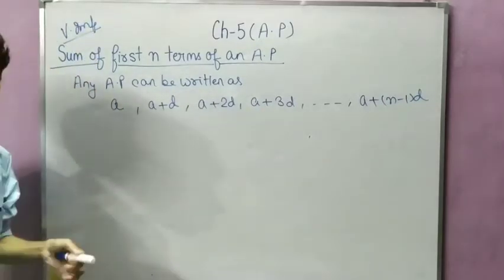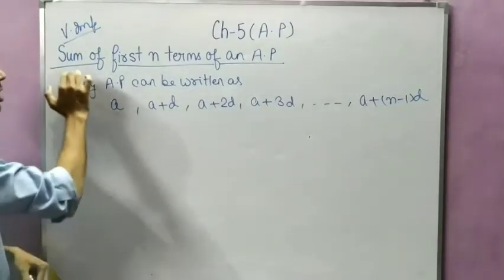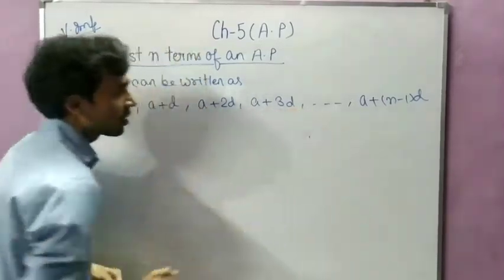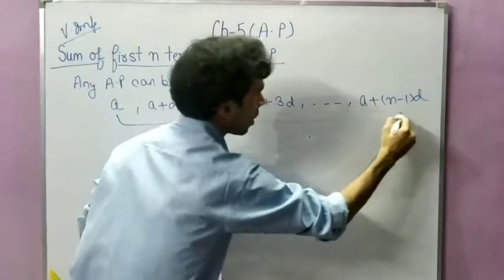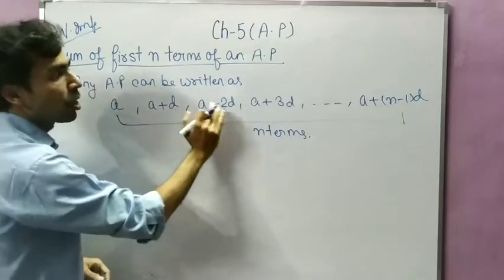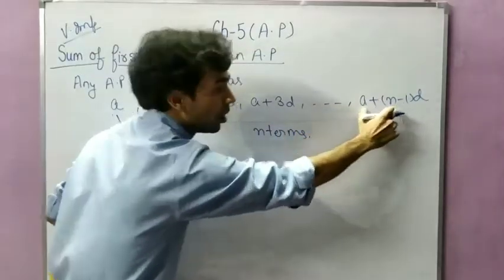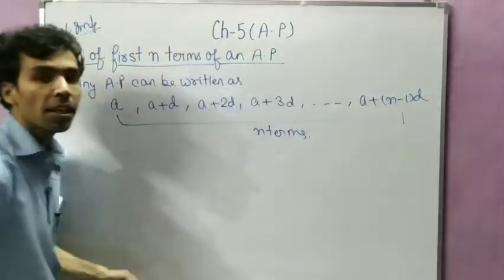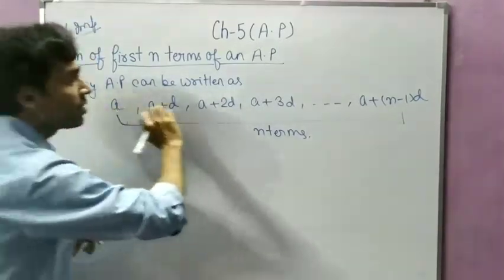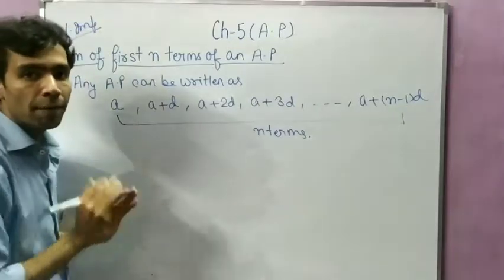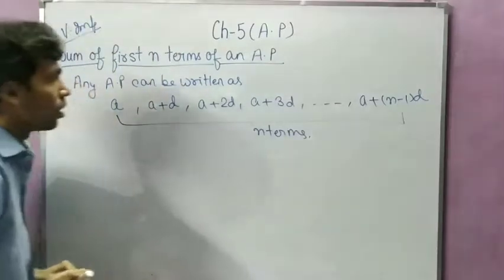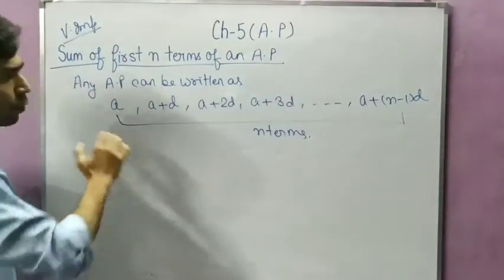Now what are we going to study? We are studying the sum of first n terms. By seeing this AP we can say how many terms there are: n terms. First term, second term, third term, and the last one is the nth term. From here to here, how many terms are there? n terms. So what we have to do is add all these terms of an AP.